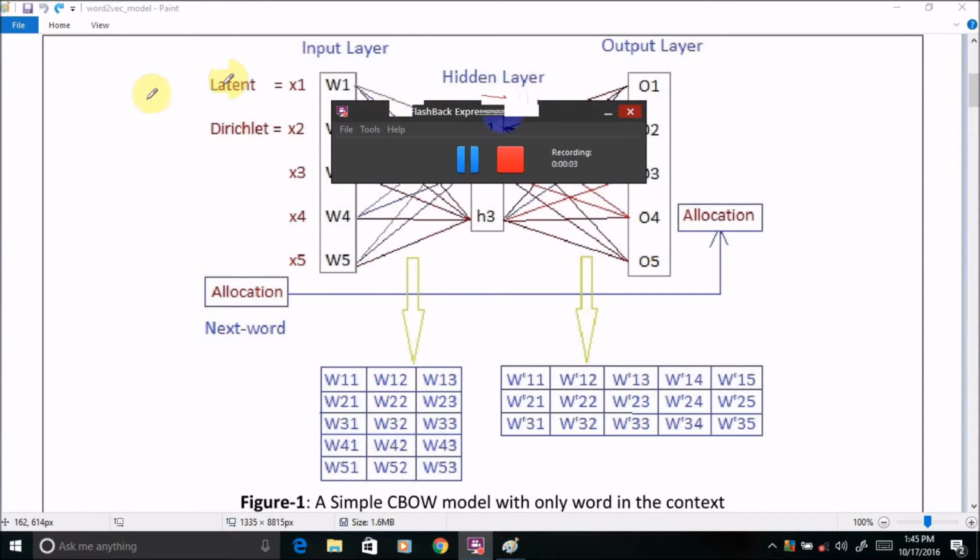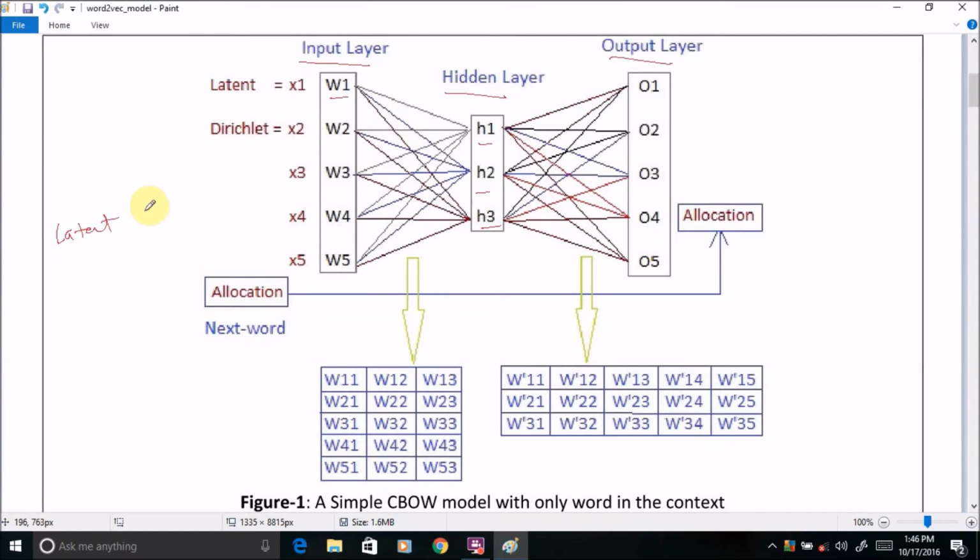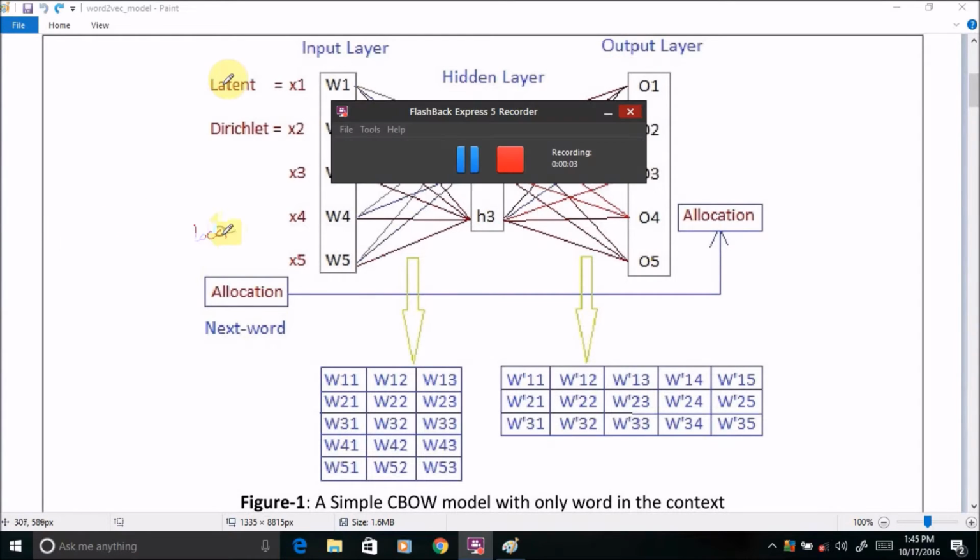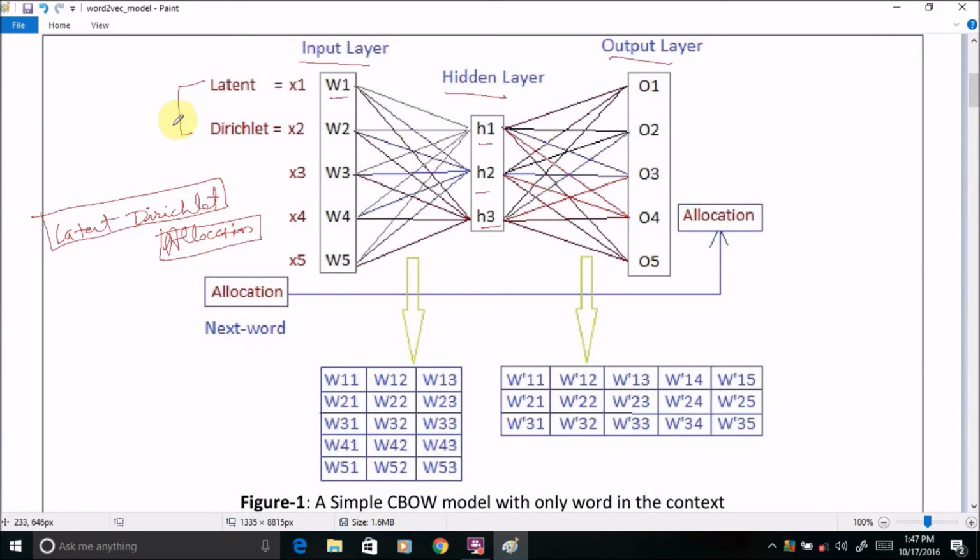size. In the current context, suppose we have a three word sequence like latent, Dirichlet, allocation, and we know these two words, but allocation is missing. So in this case, the task of the system is to identify the missing word which is missing from the context and next to the context.